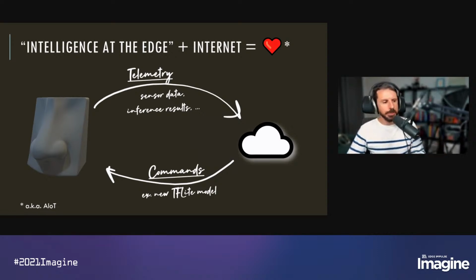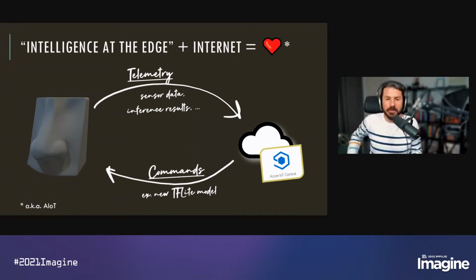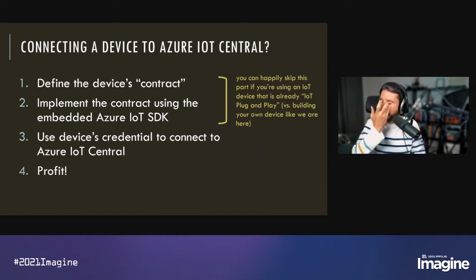So what I want to show you is how to accomplish just that. Whatever I'm going to say is very replicable, and you can mirror it with any other IoT platform out there. My point is not to sell you the Microsoft Azure IoT cloud, but to sell you the value of adding IoT to your TinyML use cases. So we're going to look at connecting to Azure IoT Central, and in a nutshell, it's going to be four steps.